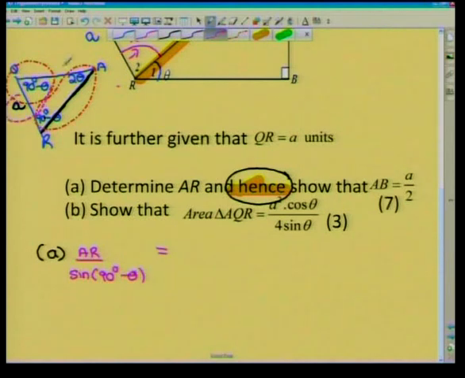and do I know that? Yes, I certainly do. I know that A over sine 2 theta is the other side. Remember what I said to you? A good idea is to help your examiner and to write out that you're looking at triangle QRA.